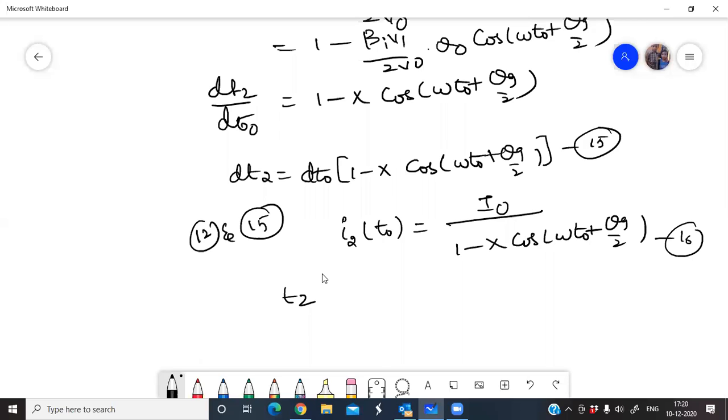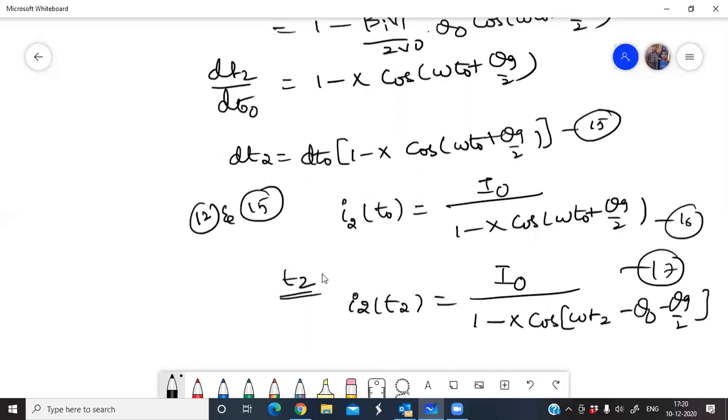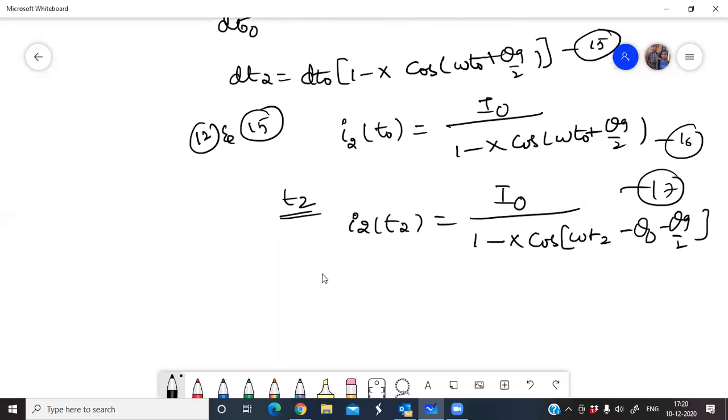So in terms of T2, the current you can write I2 of T2 equal to, similar to this, I naught by 1 minus x cos of omega T2 minus T naught minus theta z by 2. This is equation number 17. Is it okay? How can you get this omega T2 minus theta naught minus theta z by 2?